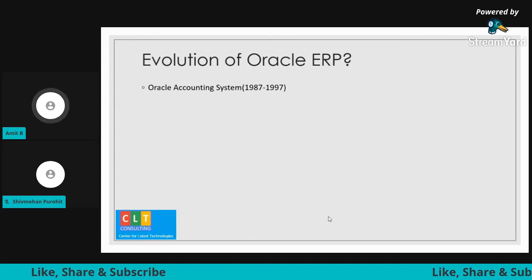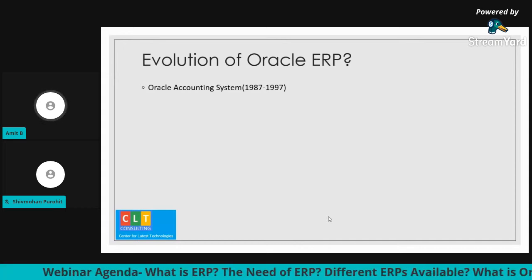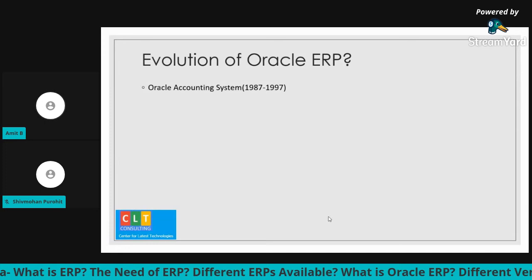So Oracle ERP started with the Oracle accounting system, which was first introduced in 1987, and it was mainly focusing on the accounting systems and how your business is accounted to the regulatories, and how you record the accounting physically. So payables, receivables and other things come into the picture.